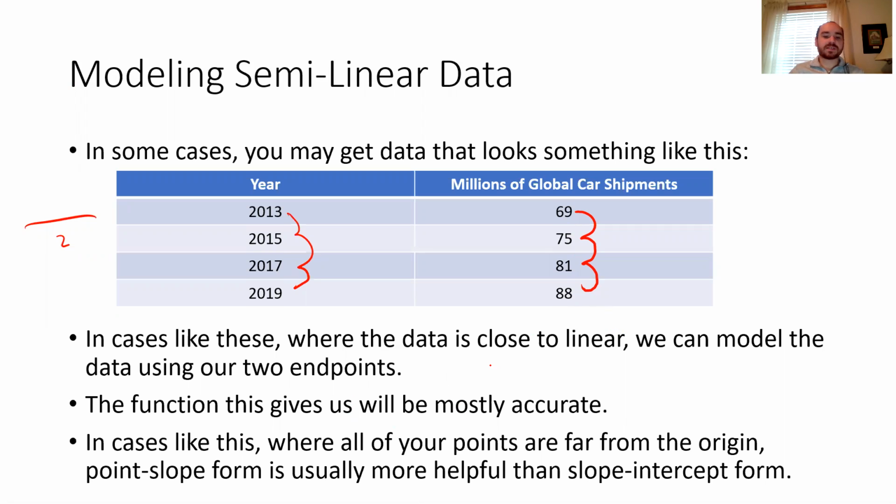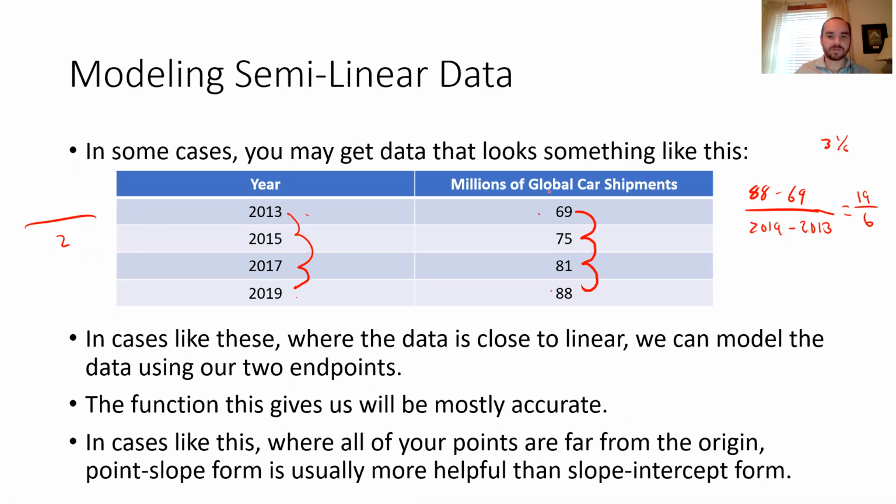In cases like these where the data is really close to linear, we can model it using just our 2 endpoints. We could use this number and this number and this number and this number, and model that with a linear slope. It's not going to be terribly inaccurate. If we do this, we'd get 88 minus 69 over 2019 minus 2013, which is equal to 19 over 6, which is about 3. It's 3 1/6 would be our slope.